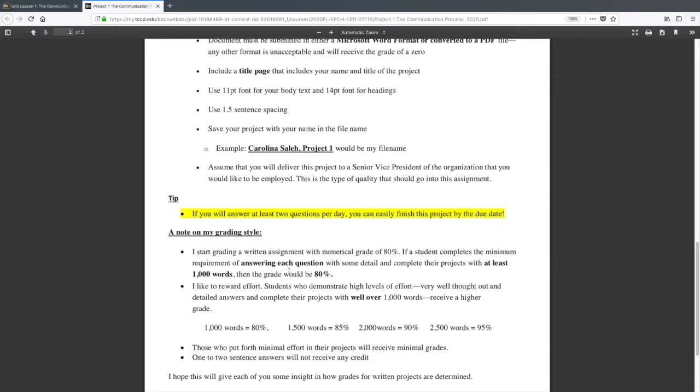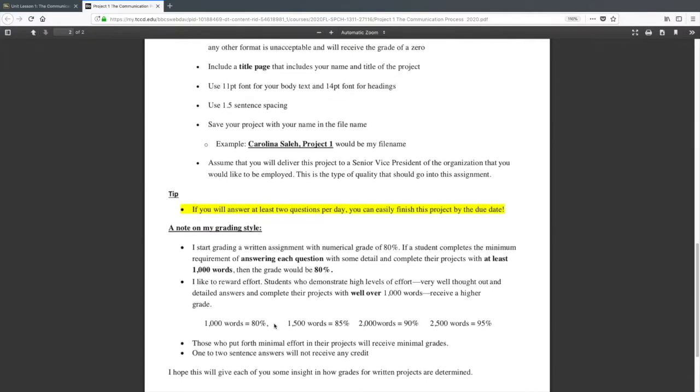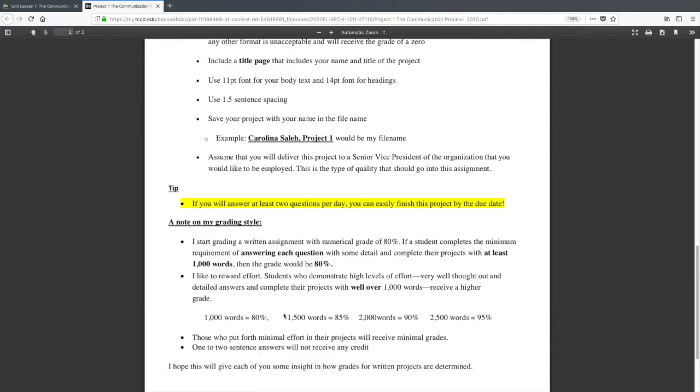A note on my grading style when it comes to the written project. Sometimes students may have 1,000 words, but they did not complete all the answers. They left off a couple of answers. They didn't respond to the question. So just because you have 1,000 words, if you did not respond to all 10 questions, then you will not get that grade. So again, answer those questions in full detail and cite those sources. Go back to this rubric and read this on your own.